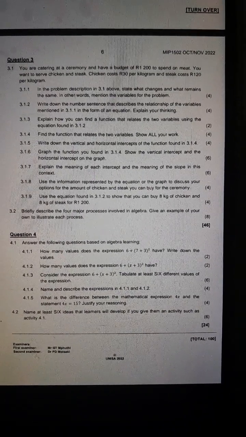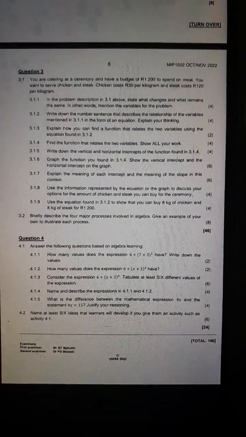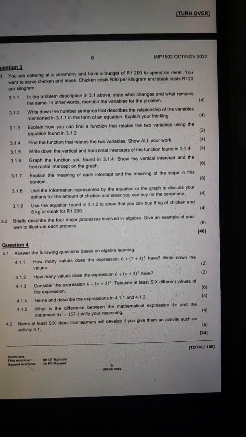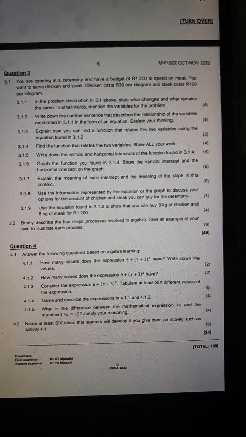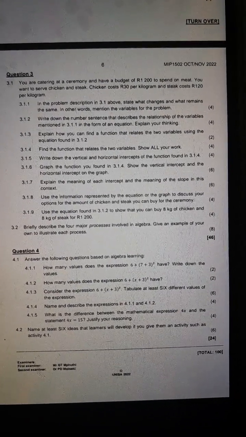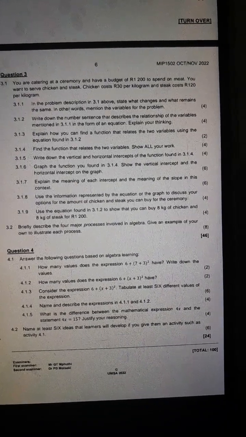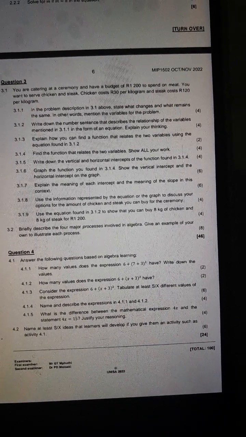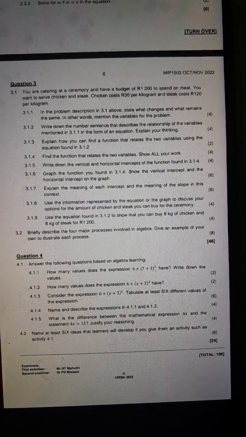Let me leave you with the last video for today as you are preparing for your October November 2023. But now we are looking at MIP 1502 October November 2022 specifically.